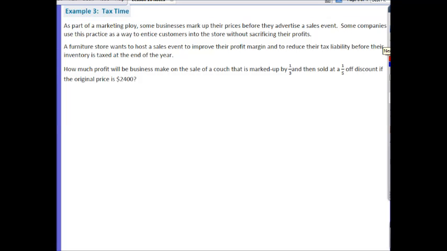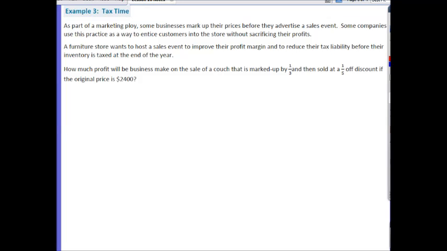Example 3 says, as part of a marketing ploy, some businesses mark up their prices before they advertise a sales event. Some companies use this practice as a way to entice customers into the store without sacrificing their profits. A furniture store wants to host a sales event to improve their profit margin and to reduce their tax liability before their inventory is taxed at the end of the year.